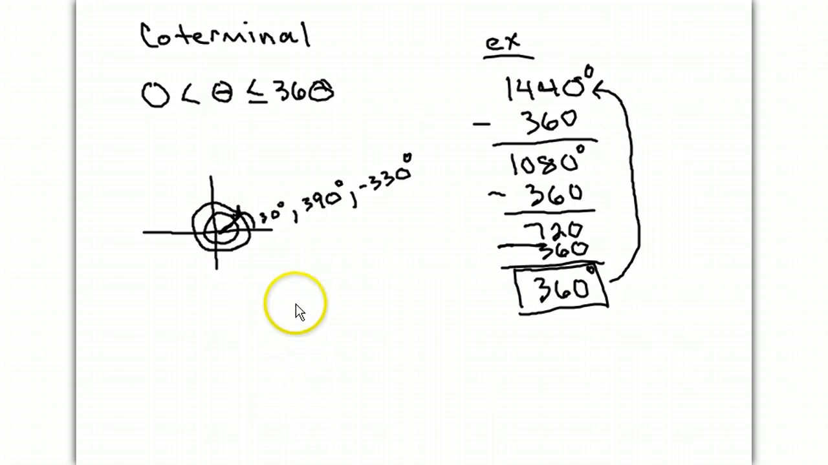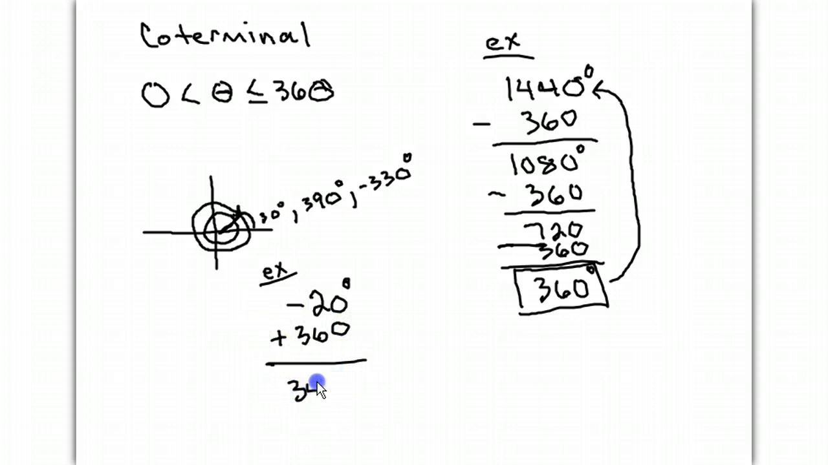So 360 degrees is equivalent to 1,440 degrees. Let's say we had negative 20 degrees and we want to find the coterminal angle that's positive, in between 0 and 360. Well, since this is negative and you want it positive, what you would do is add 360 here. And that will give you 340. So 340 degrees does lie in between 0 and 360. This is a coterminal angle equivalent to negative 20 degrees, but is positive in between 0 and 360.